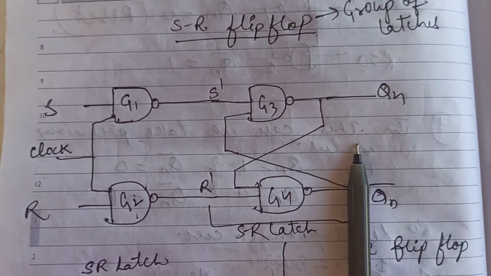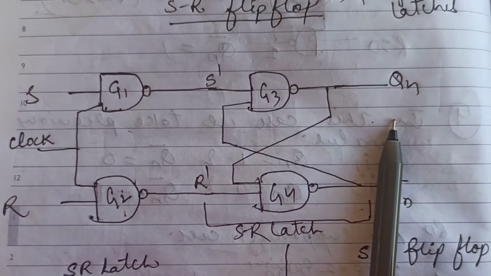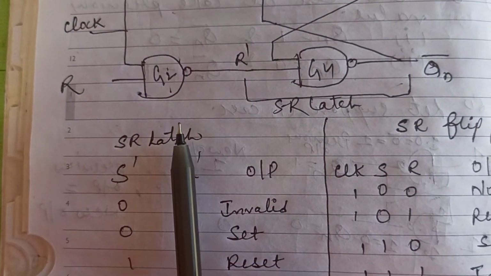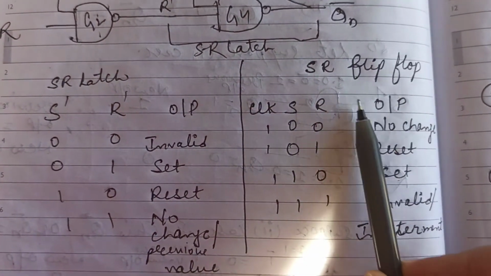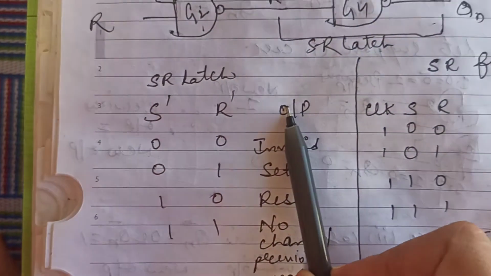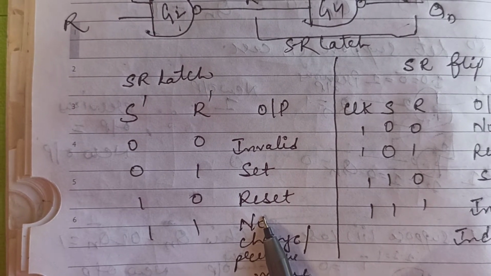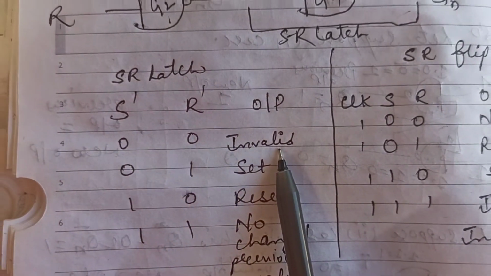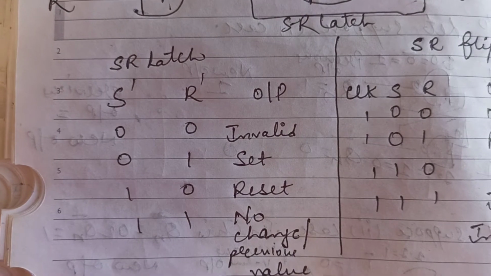So we can draw the table of SR flip-flop by solving this circuit, and the table of SR flip-flop depends upon the SR latch. If you know about the table of the SR latch, then you can easily make the table of an SR flip-flop. You already know about the table of the SR latch because in the previous lecture you studied how these values come. In SR latch, 00 means invalid state, 01 means set, 10 reset, and 11 means no change, or we can say the previous value.